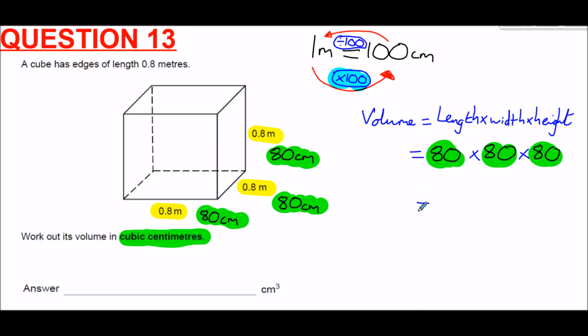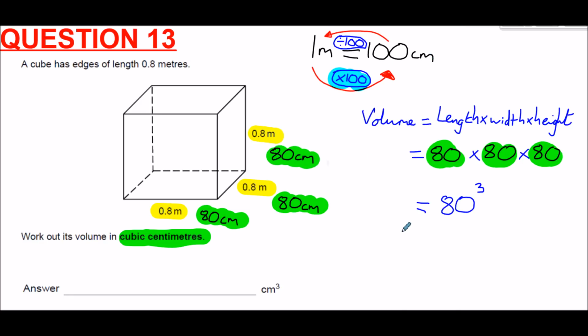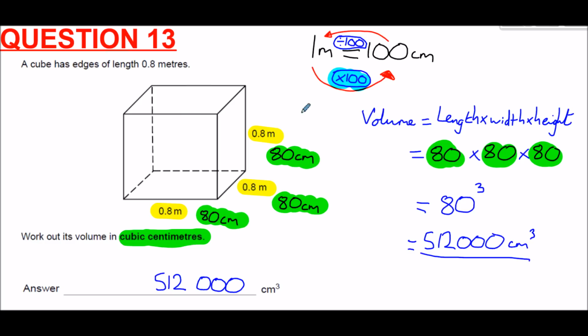So 80 times 80 times 80. Now that means literally 80 cubed. Cubed is a cube, that's not a coincidence. So 80 cubed we can just do here, and there's a special cube button on your calculator, to the power of 3. We get 512,000 as our answer. So in cubic centimeters, the volume of this shape is 512,000. And that's it for question 13.